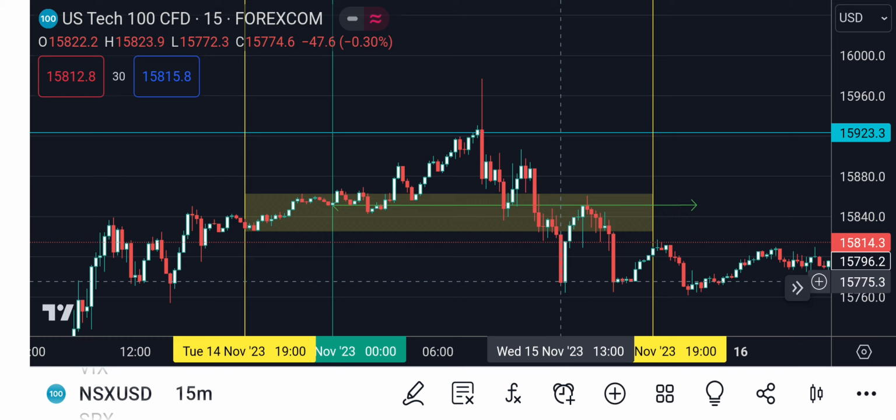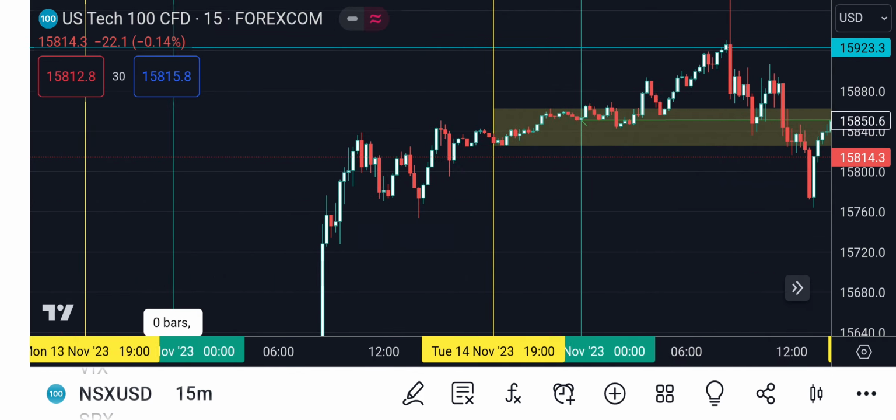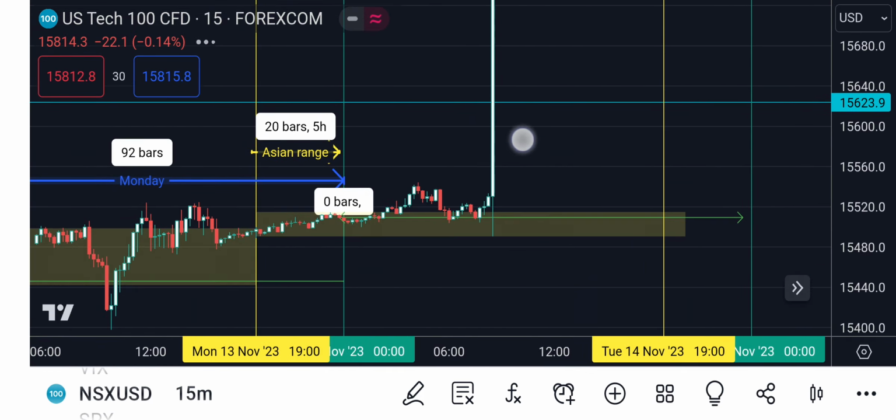I'm not showing you reversals right now. Right now, I'm just teaching you how to salvage this type of market condition, how to salvage the Asian range, how to use it to your advantage. I'm not looking for reversals right now.